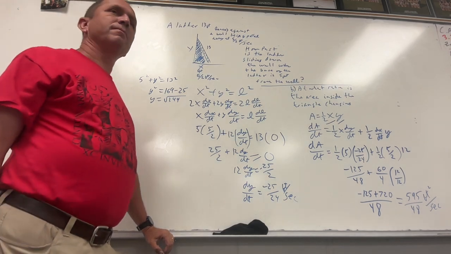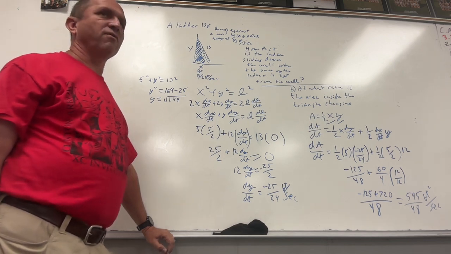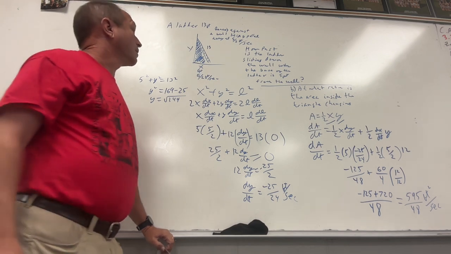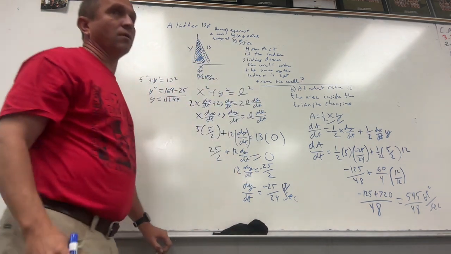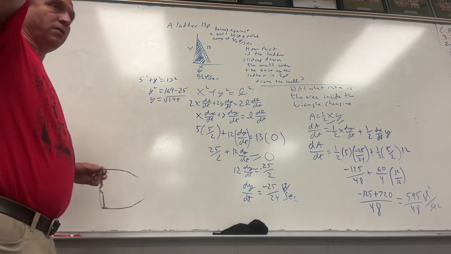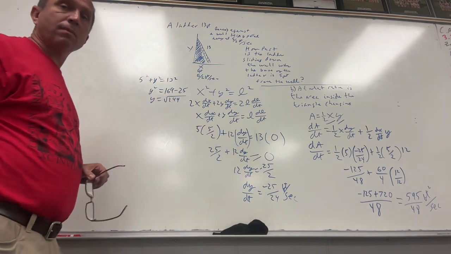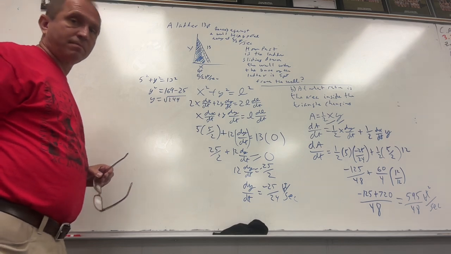Where X and Y are equal. So it'd be a 45, 45, 90, right? At the point where X and Y are equal, you have an isosceles right triangle. That's when the area would go from increasing to decreasing. Y'all good with that? Okay.